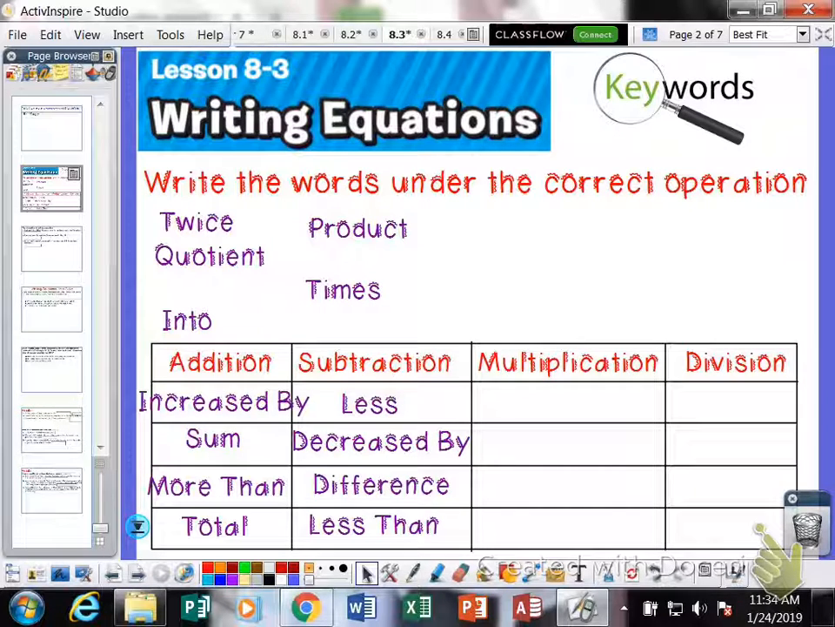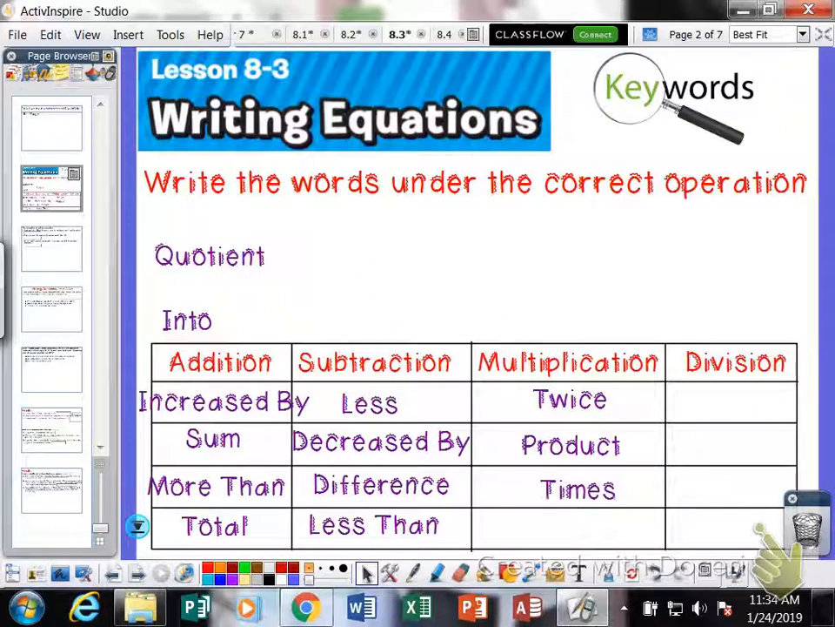Now we have multiplication: twice, product, and times. These terms mean we're doing the operation of multiplication. And our last one is division, and we have quotient and into.